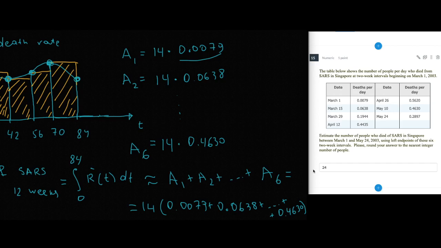That, of course, is not the exact number. It's only an approximation, and probably not a particularly good approximation, because the 2-week intervals that we use are fairly long. There was probably quite a bit of variability in the daily death rate during each of these intervals. So when we make an assumption that the death rate stays constant, which is the assumption we use to build our rectangles, probably we're making a significant error there. But anyway, this is how you would approach this problem.